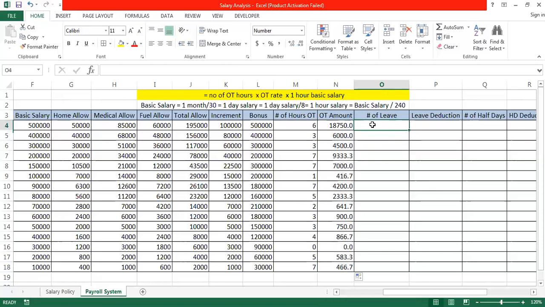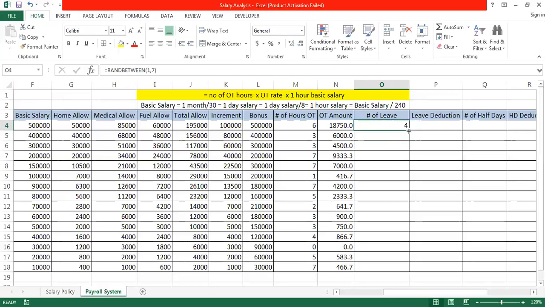So number of leaves again. In order to generate the number of leaves, we have RANDBETWEEN 0 to 7. So RANDBETWEEN minimum 1, which I have defined, and maximum 7. It can be more than 7, but in order to make it simple, I have just defined 7 as the number of maximum leaves allowed.